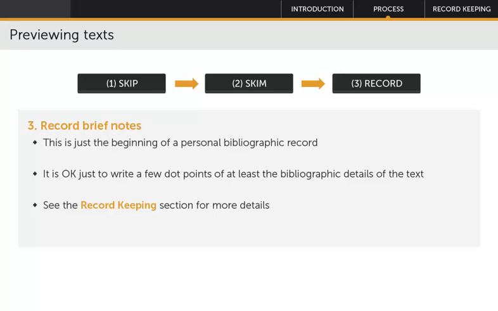Finally, briefly record what you found. This is just the beginning of a personal bibliographic record, so it's okay to just write a few dot points. At least record the bibliographic details. See the record-keeping section later for more details.